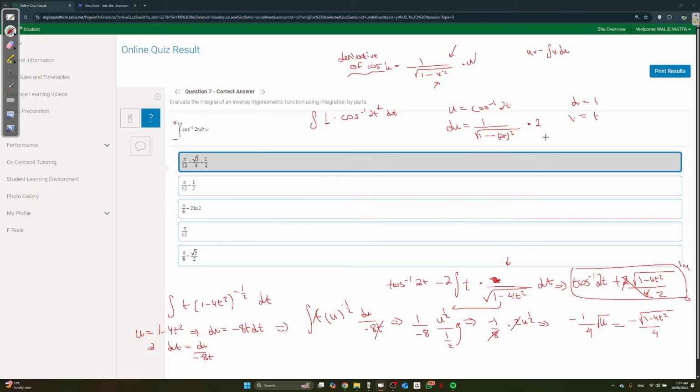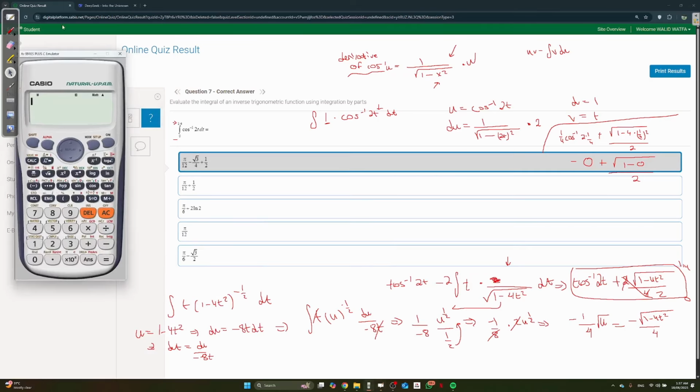Substituting 1 over 4, I'll do it here. You're going to get 1 over 4 cosine inverse 2 times 1 over 4 plus root 1 minus 4 into 1 over 4 squared all over 2. Minus, substituting 0, you're going to get 0 here, plus root 1 minus 0 over 2. Let's do it.